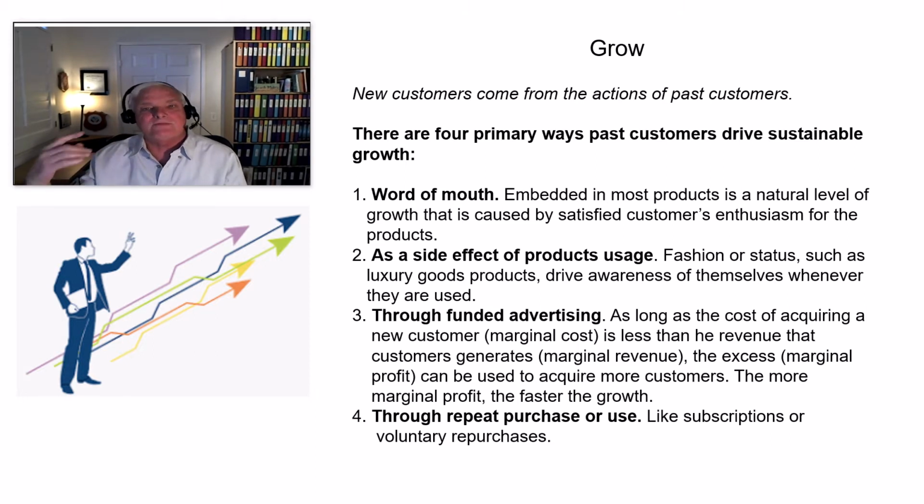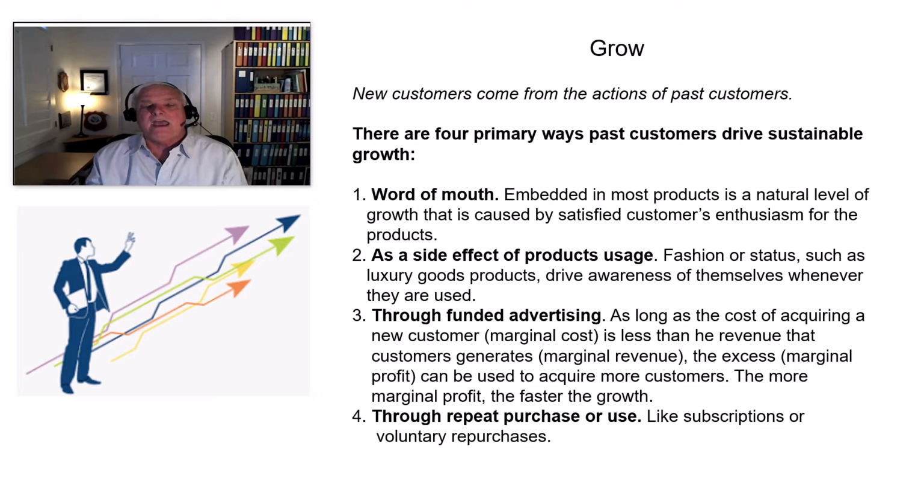You need to find a way to understand what it is that they would say, okay? You want satisfied customers. You want them to be enthusiastic about your product. And as a side effect of the product's usage, fashion or status products such as luxury goods drive awareness of themselves whenever they are used.